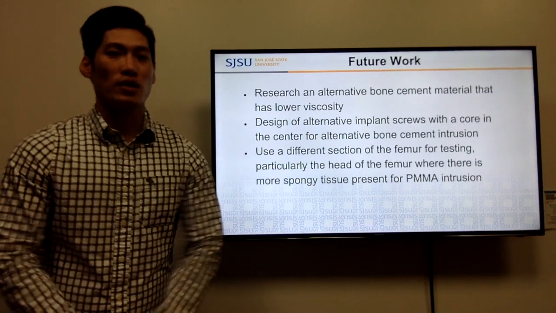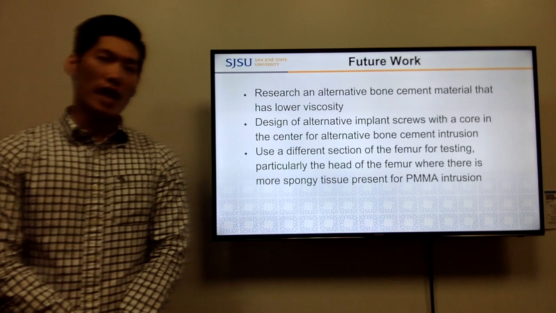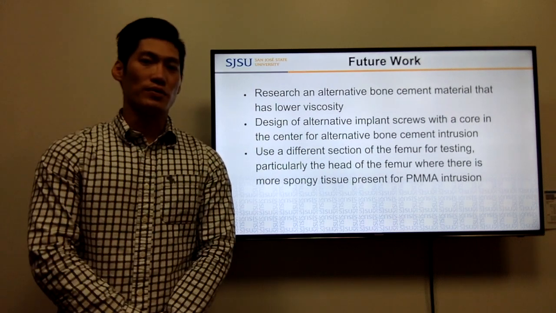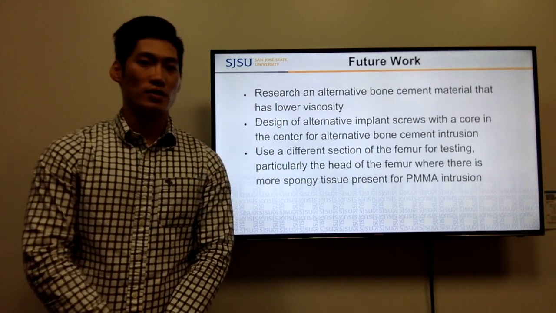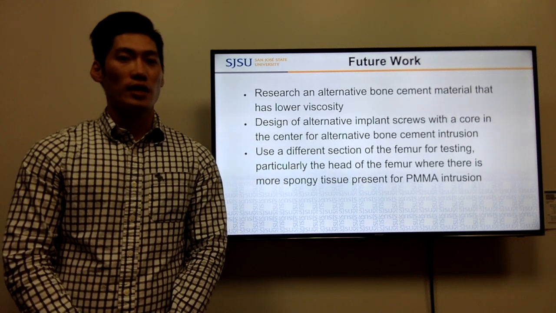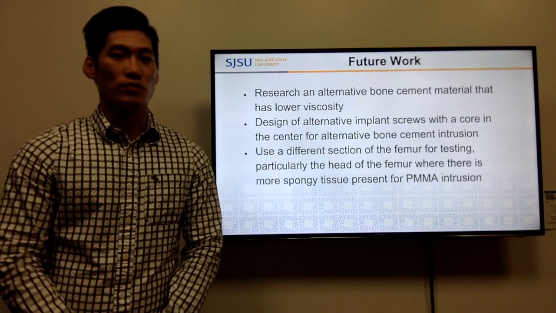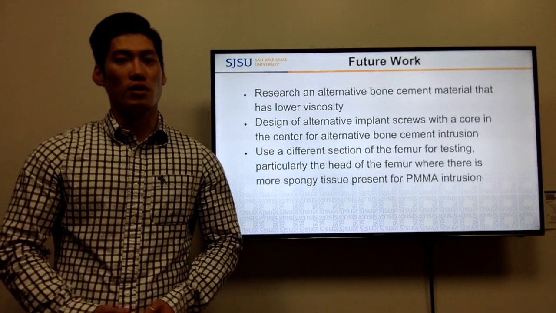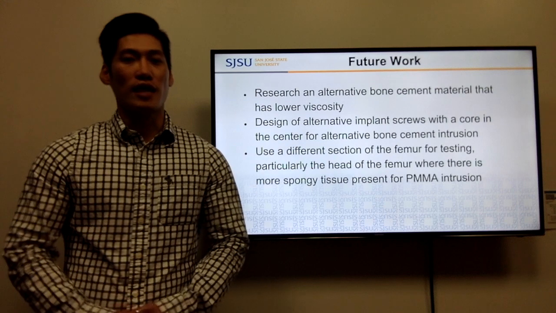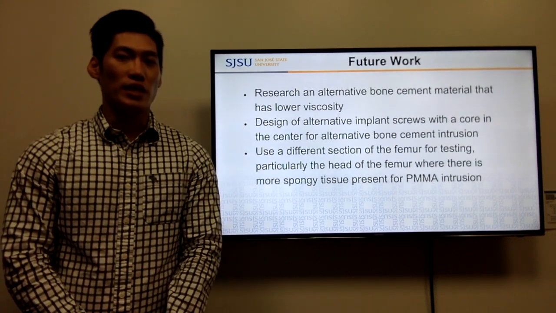For the future work, we suggest conducting more research on alternative bone cement material that has lower viscosity. Also design an alternative implant screw with a core in the center for alternative bone cement intrusion. Also use a different section of the femur for testing, particularly the head of the femur where there is more porous tissue present for PMMA intrusion.